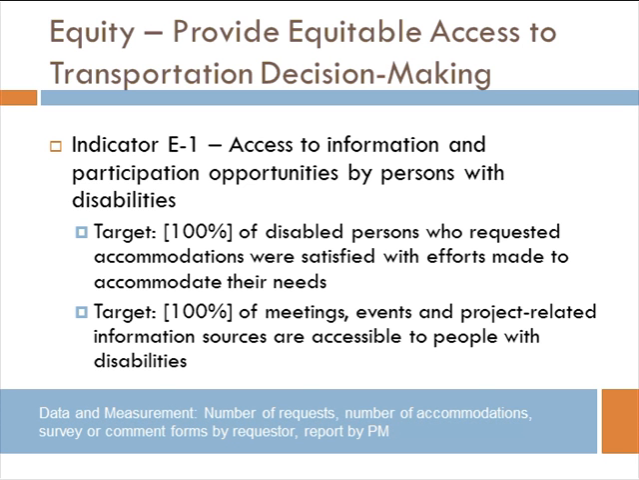And the target would be that people who requested accommodations were satisfied with the efforts made to accommodate their needs, and that meetings, events, and other project-related information sources were accessible to people with disabilities. That's more of a measure that the project manager would complete. So a mixture of data sources is required, and there are numerous indicators and several targets under each indicator for each objective. So that gives you basic background on the performance measurement framework that was developed.